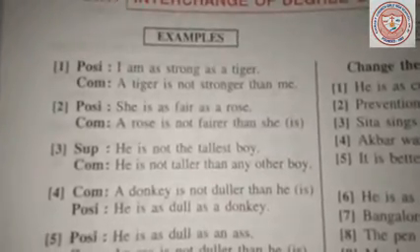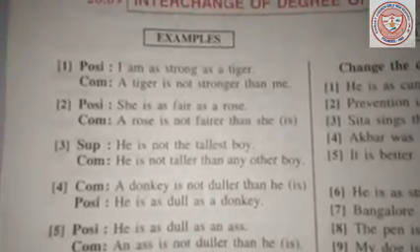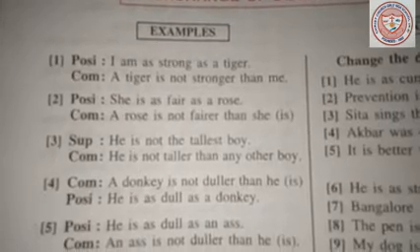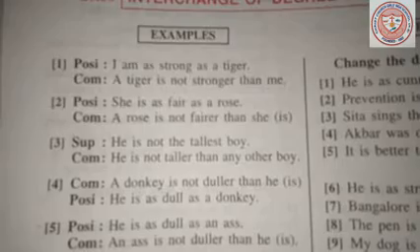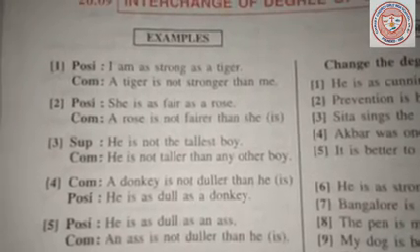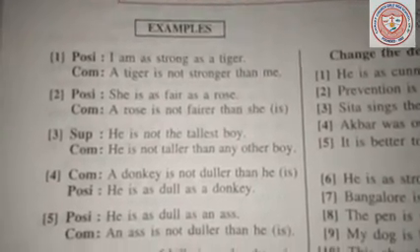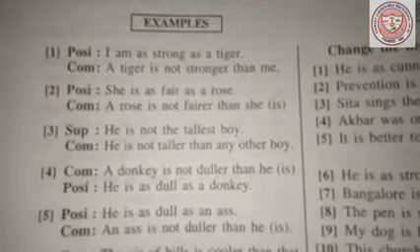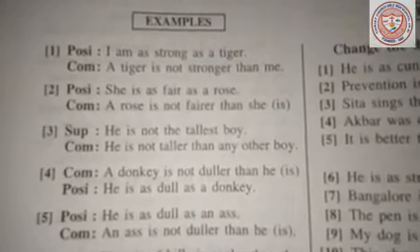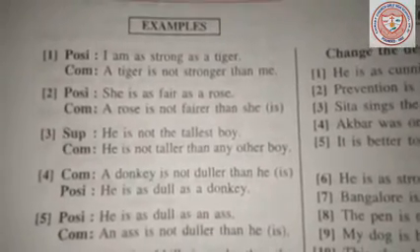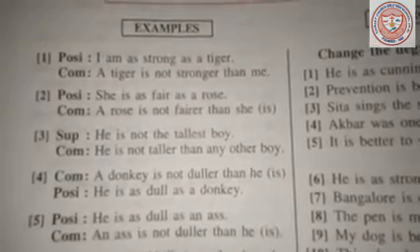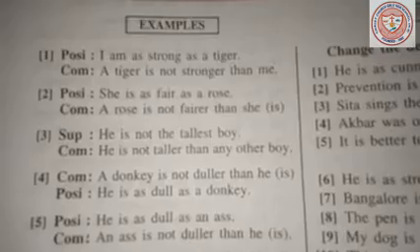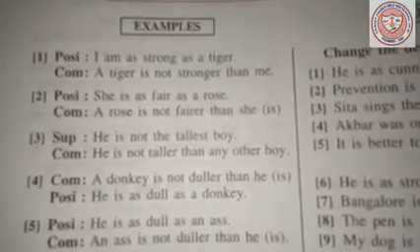Let us see example number 1. I am as strong as a tiger. Strong is in its purest form. So this sentence is in its positive degree. If we transform this into its comparative degree, a tiger is not stronger than me. That means comparison between 2 people, myself and the tiger. So hence it will be in its comparative form.